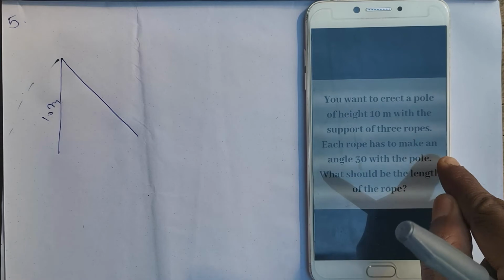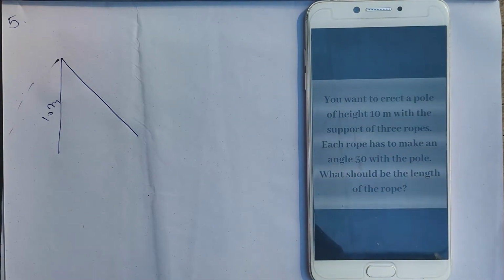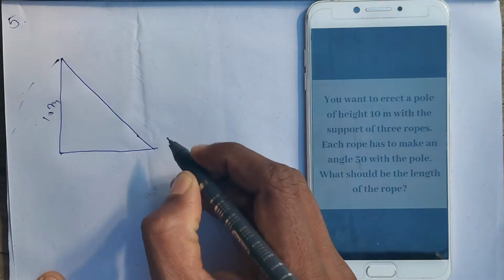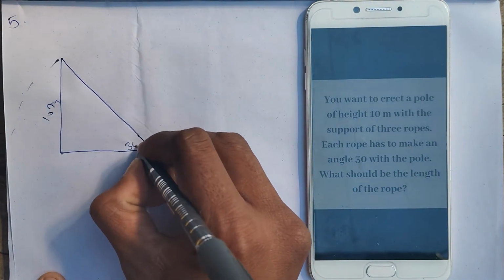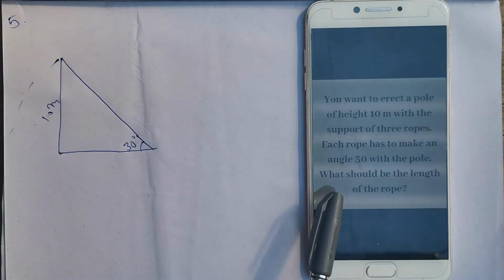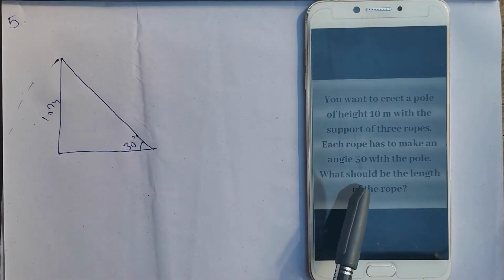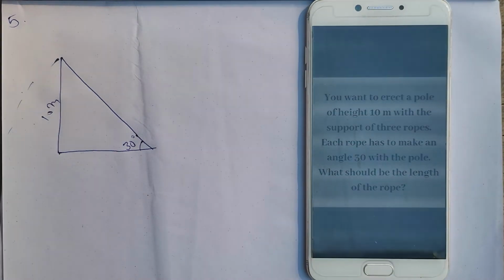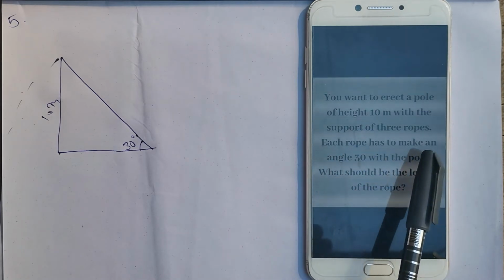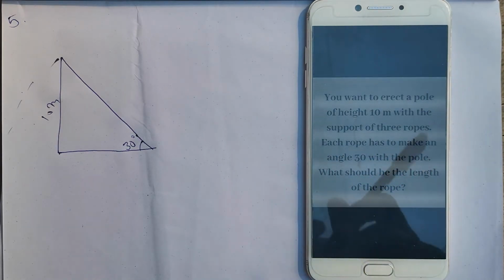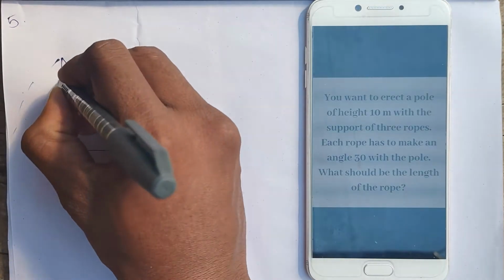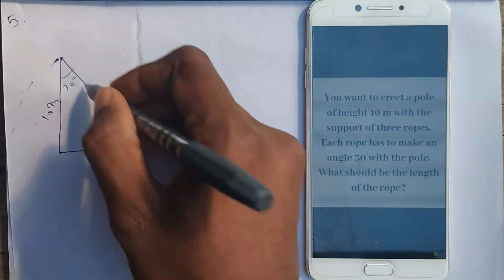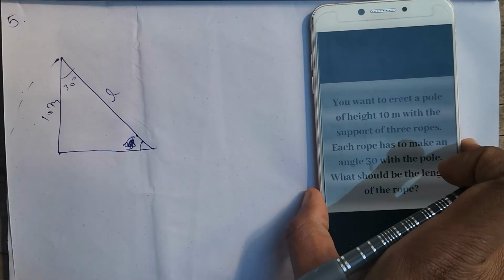So each rope has to make an angle 30 degrees with the pole. This is the ground and this is the rope which we are tying. This should be making 30 degrees. Then what should be the length of the rope? Sorry, here he is asking each rope has to make an angle 30 degrees with the pole, not with the ground. Sorry, here we need to take 30 degrees. Then he is asking what should be the length of the rope. So this hypotenuse is the rope. So this length we need to find out.